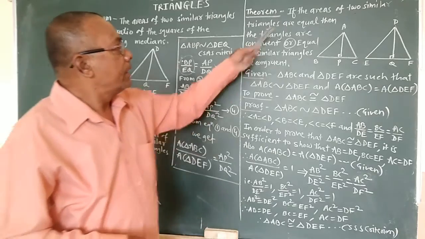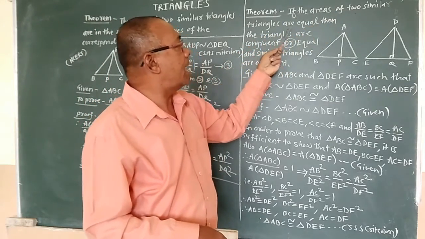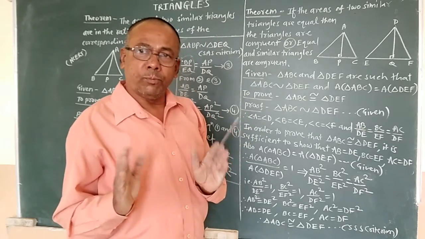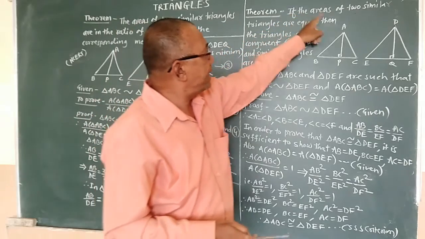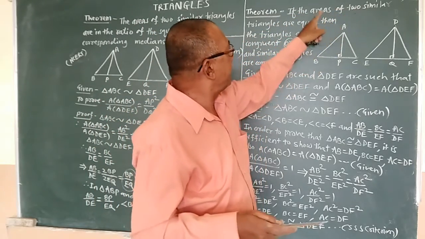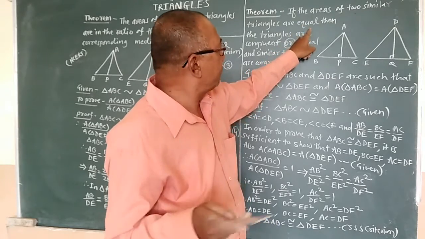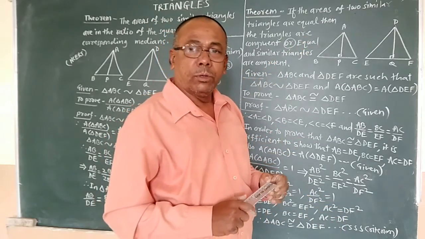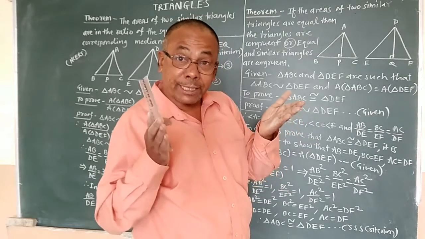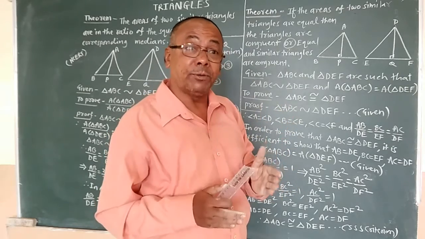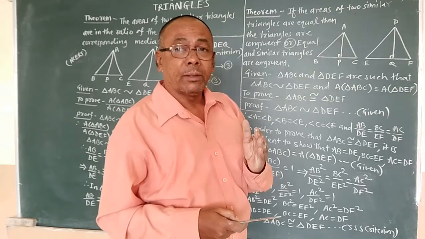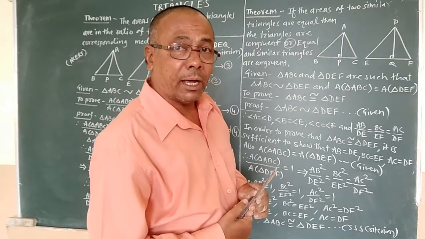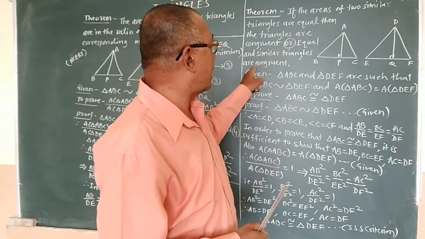Now here it is given that if the areas of two similar triangles are equal, meaning both the triangles are similar and the areas of both the triangles are equal, then the triangles are congruent. Mind well, for the congruency of two triangles, corresponding sides must be equal and corresponding angles must be equal. But it is sufficient to prove that corresponding sides are equal. This theorem can be stated in other words as: equal and similar triangles are congruent.